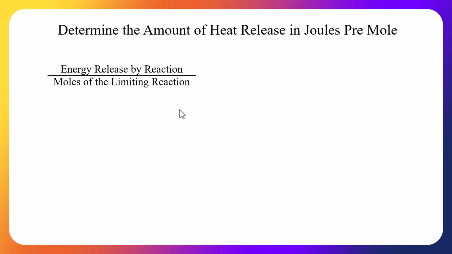Now we're going to determine the amount of heat released in joules per mole. We'll take the energy released by the reaction, divide it by the number of moles of the limiting reagent, and that's going to give us the amount of energy released per mole. So if you do the calculations here, you're going to get joules per mole.